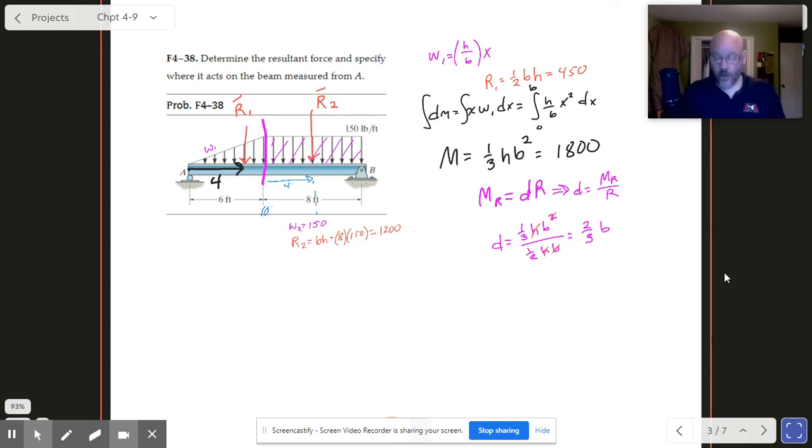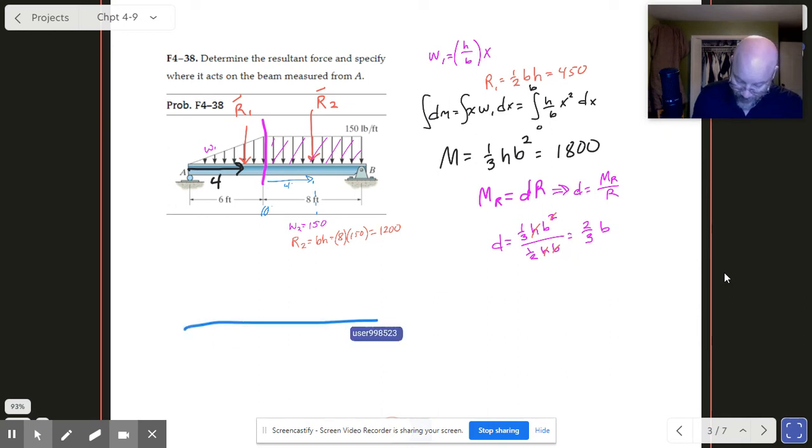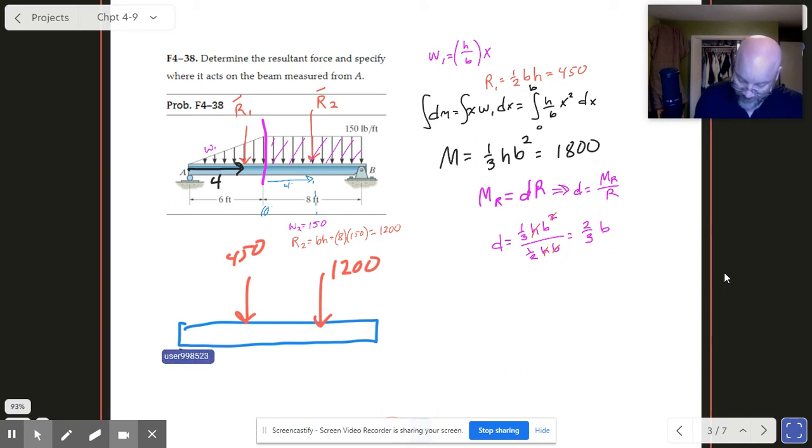Okay. So now that we know the triangular portion and we know the rectangular portion, what do we do from there? At that point, it's just like the problems we had before. I've got R1 here, 1200. Oops, just kidding. That one's not 1200. That one's 450. And over here, I'm going to have my 1200. And we know that the 450 is over here a distance of 4. And the 1200 is over here a distance of 10.